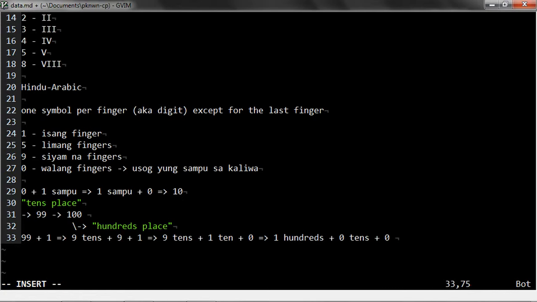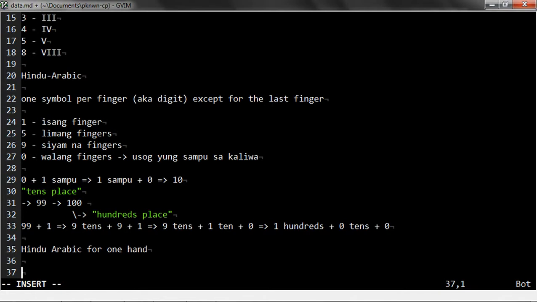Everyone knows this. So, bakit natin dinidiscuss to? Well, what if lang lahat ng tao sa mundo ay hindi 10 yung daliri? What if instead na dalawang kamay ang mga tao, isang kamay lang yung mga tao? So, Hindu Arabic for one hand. So, if we're going to follow yung konsepto ng Hindu Arabic numeral system, pero instead na 10 yung daliri natin, 5 yung daliri natin, ano yung konsepto natin? So, again, meron tayong 0, wala.